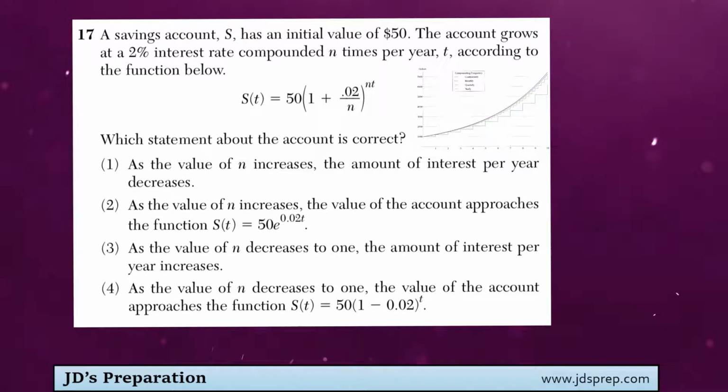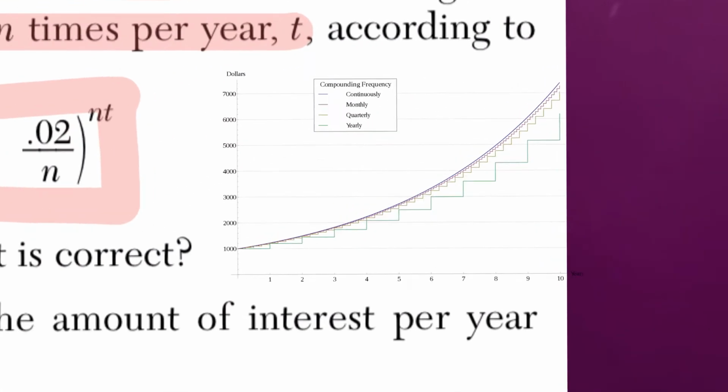For this problem, we're looking at a savings account that has an initial value of $50 and it's growing at a 2% interest rate compounded n times per year, t, according to the function here. Okay, so to figure this question out, I'm going to show you a handy little graph here.